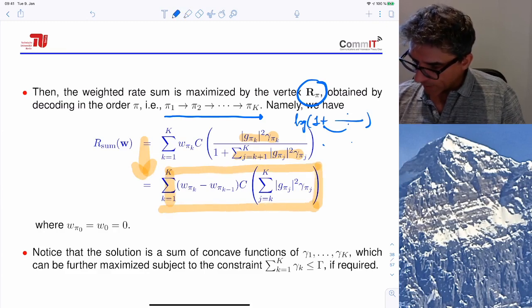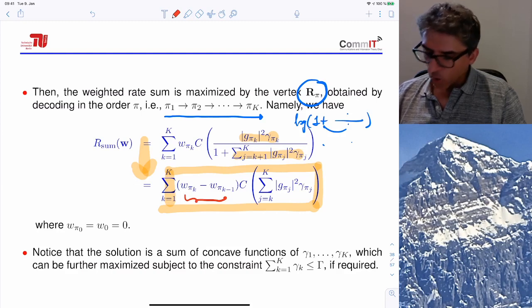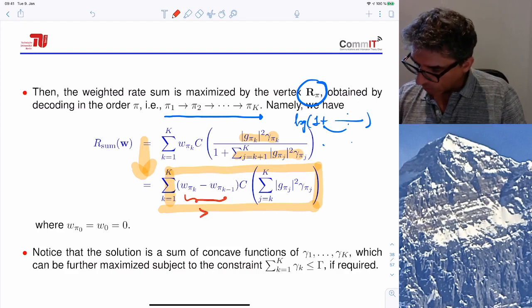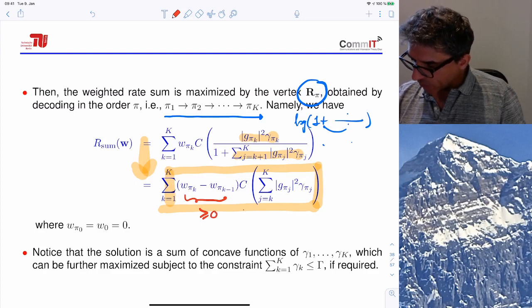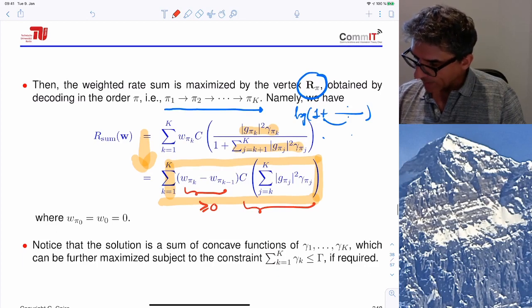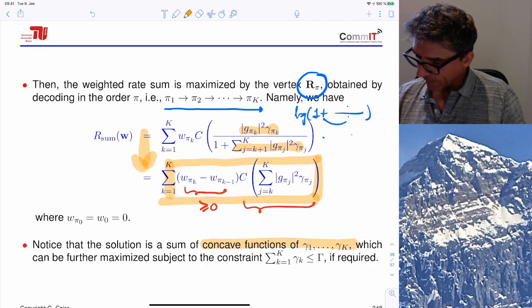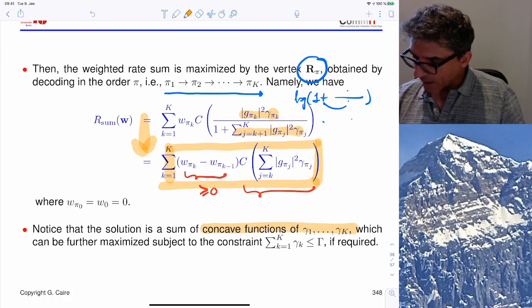Well, now we have that by construction, these differences are all non-negative, because we have used the sorting permutation. So W pi k is always greater or equal than W pi k minus 1. So those are all always greater or equal than 0. And these functions are logarithm of 1 plus, so they are concave. It turns out that this function at this point is a concave function of the gammas. And now we can maximize this function with respect to the gammas.